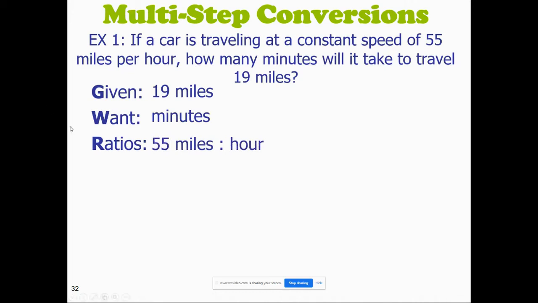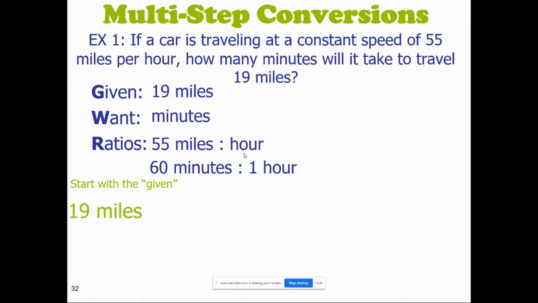So we can make a fraction out of these. But we're not trying to get to hours. We need something with minutes. Do we know how many minutes are here? Well, we can do a conversion between hours and minutes. So we have another ratio. We have 60 minutes to 1 hour. Okay, so if we're going to build a road map, we're going to go from miles, then we're going to go to hours, then we're going to go to minutes.